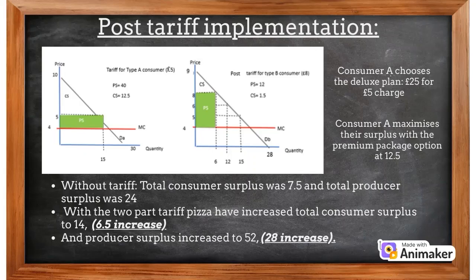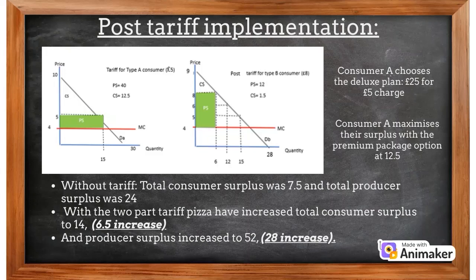Two-part tariff. With the imposition of the tariff, the consumers can now self-select through the options provided. Consumer A maximizes their surplus at 12.5 by choosing the deluxe package, as compared to 6 prior to the tariff. This consumer has high consumption, so the discounted price of £5 after the £25 fixed fee allows surplus maximization. Also, the producer surplus increases drastically from 12 to 40 with the deluxe option. Consumer B gains max consumer surplus of 1.5 from the original £8 pizza, and so remains with no package option.